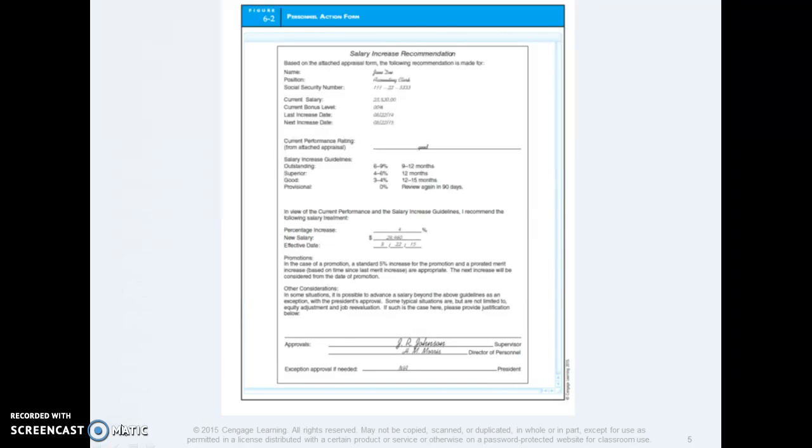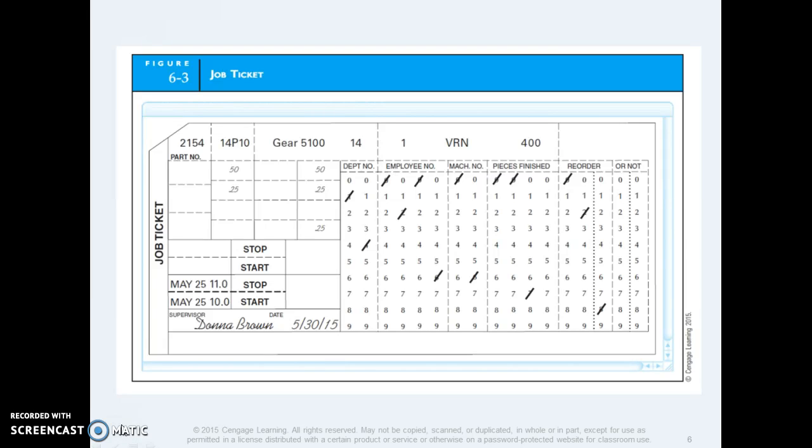So here is one of those personnel, or as I had said, human resource forms. And this one is something that all of us, I'm sure, would like to have: someone is being recommended for a salary increase. So just kind of look through and read through this. This is an example of a job ticket. So the job ticket kind of says what the employee is working on. So what inventory, what is it that the employee is producing?